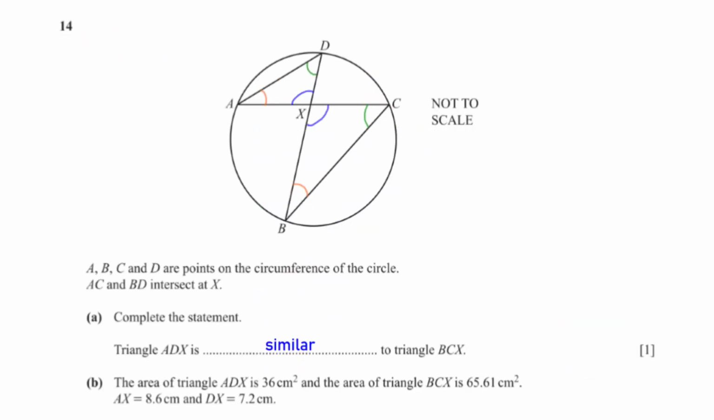A, B, C, and D are points on the circumference of the circle. AC and BD intersect at X. Complete the statement. Triangle ADX is blank to triangle BCX. When we look at the two triangles, these two angles are vertically opposite angles, so they are equal. These two angles are subtended by chord AB, so they are equal. These two angles are subtended by chord CD, so they are equal. Since all the angles in both triangles are equal, then based on the AAA criteria, triangle ADX is similar to triangle BCX.